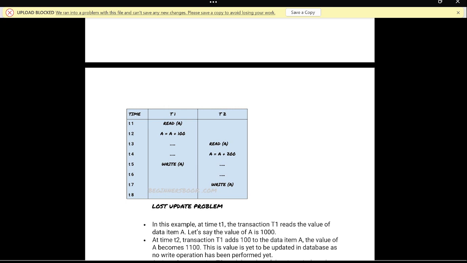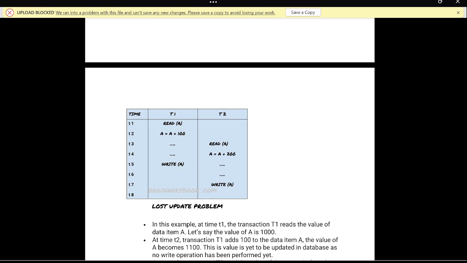But what is going to happen here? At time T3, I read my data again. I am going to increment it with 200. Whenever in transaction T2 I read A, it shows that my balance is 200. Now I increment it again with 200. That is nothing but A equal to 400 now, after doing T2 at time T4.